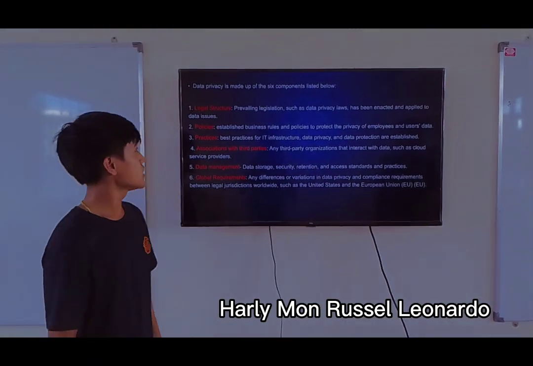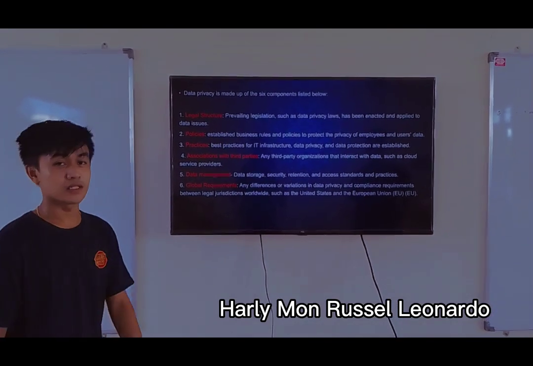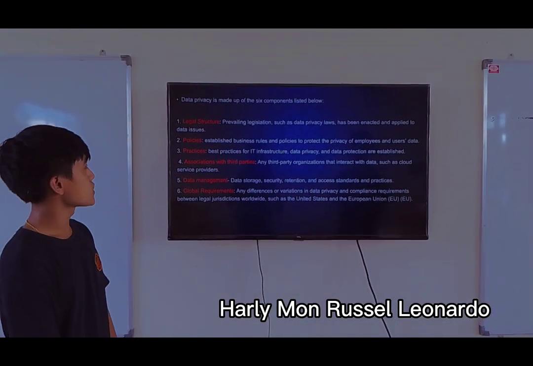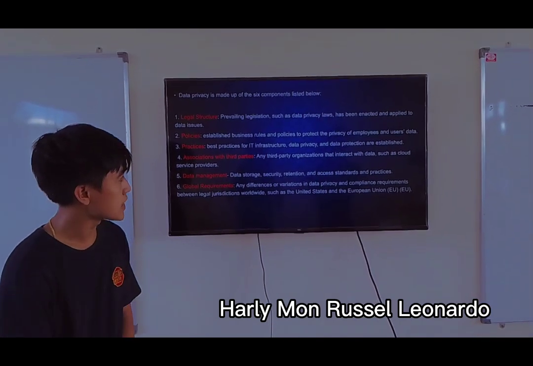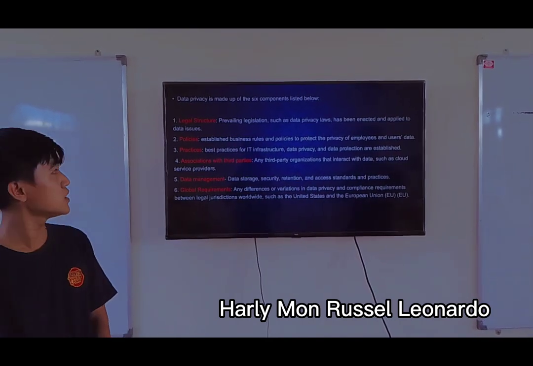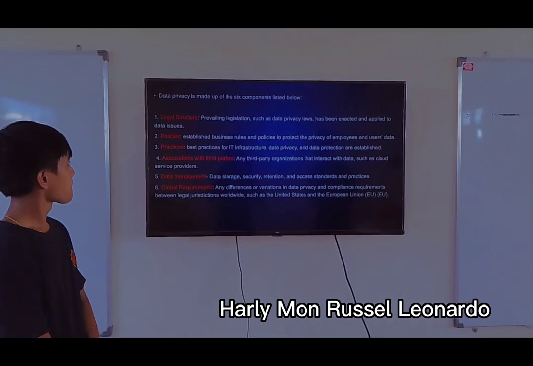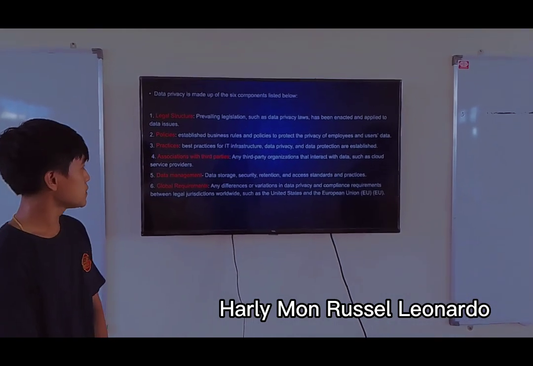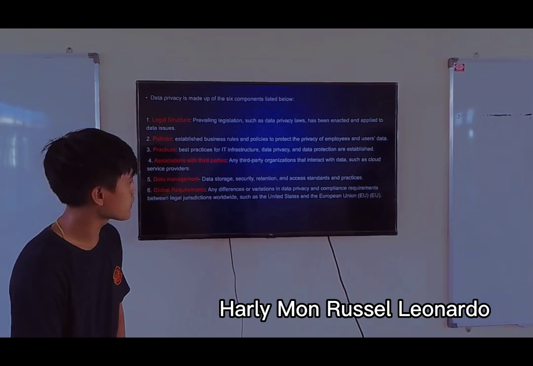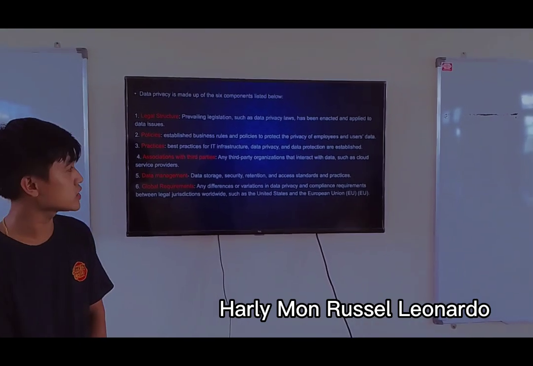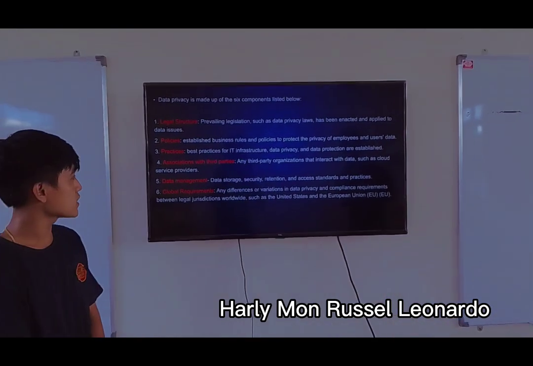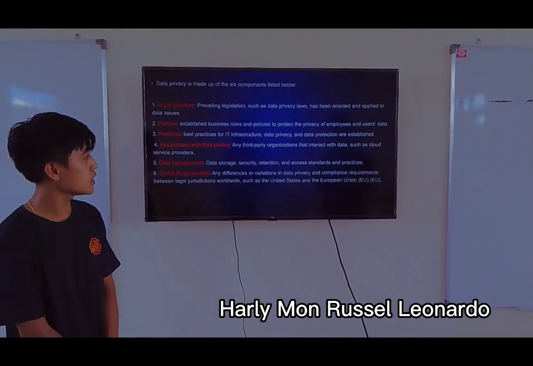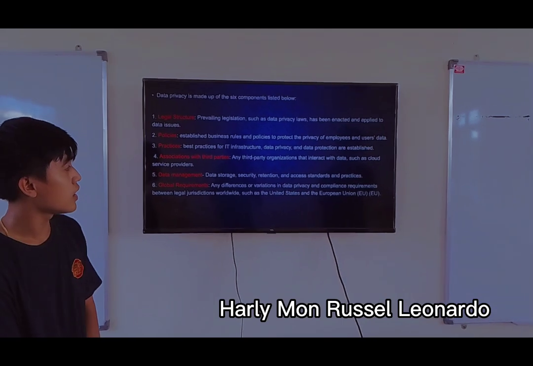There are six components of data privacy. Legal structure: prevailing legislation such as data privacy laws has been enacted and applied to data issues. Policies: establish business rules and policies to protect the privacy of employees' and users' data. Practices: best practices of IT infrastructure, data privacy, and data protection are established.